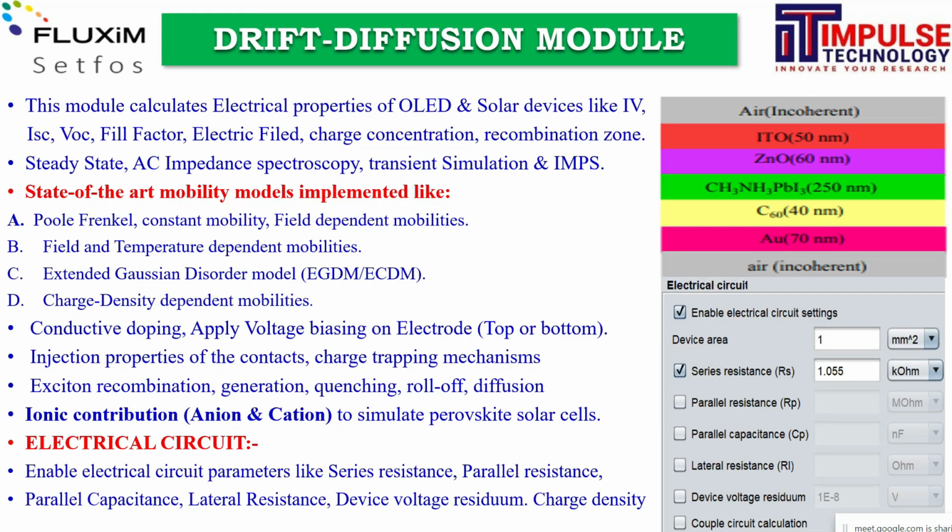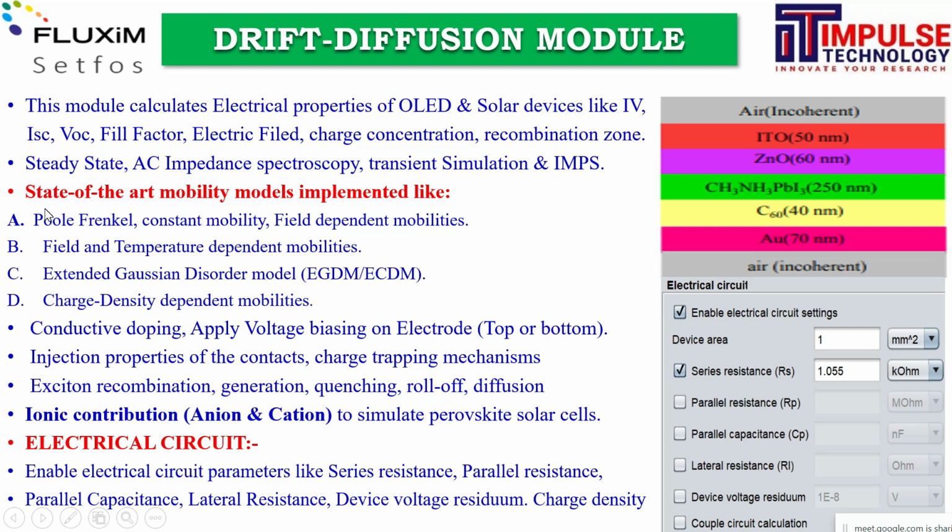Now let me discuss each module one by one. First of all, there is a module called drift diffusion. This module will calculate the electrical properties of OLEDs and solar cells, like the IV curve, short circuit current, open circuit voltage, fill factor, electric field, charge concentration, recombinations, steady states, AC analysis, impedance spectroscopy analysis, transient simulations, and IMPS, intensity modulated photocurrent spectroscopy analysis.